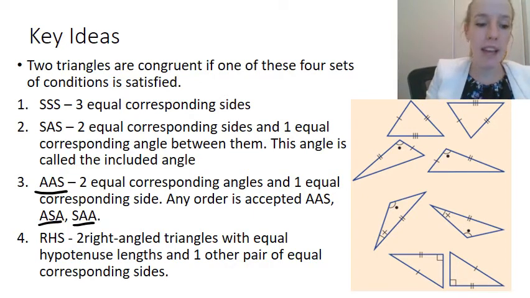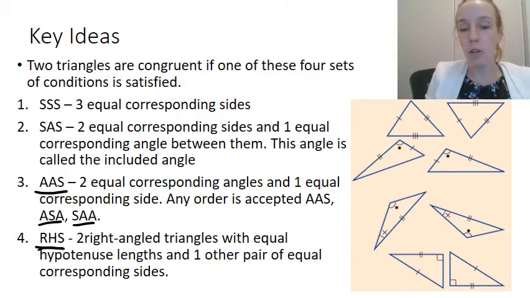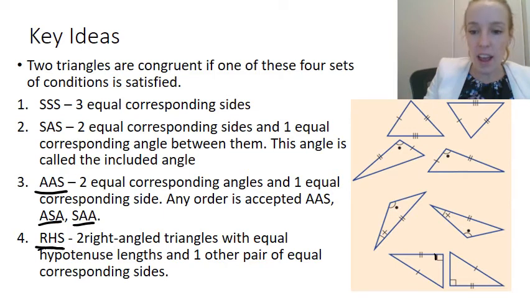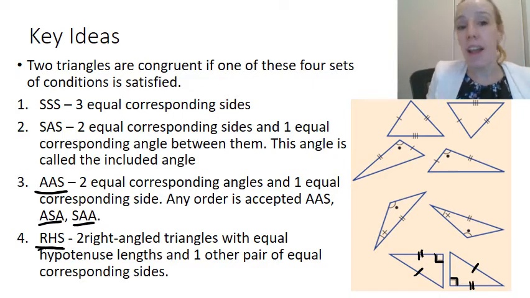The last one here is the RHS, which stands for right angle, hypotenuse, side. This means two right-angled triangles that have an equal corresponding hypotenuse and one other equal corresponding side will also be congruent. You can see here our triangles both have right angles, their hypotenuses are also equal, and they also both have another equal corresponding side. So they would satisfy that RHS rule.